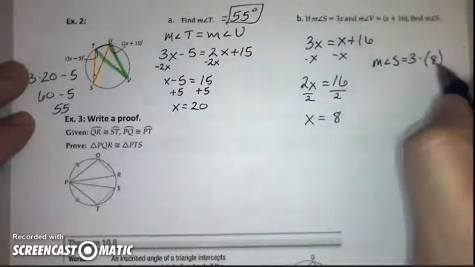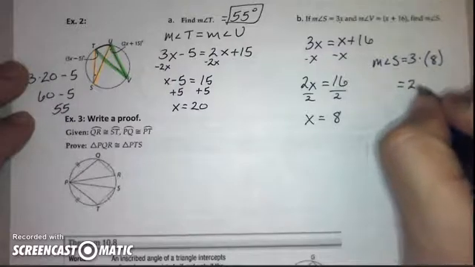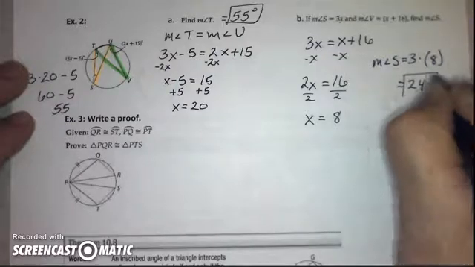Instead of x, we write 3 times 8, which is 24. That means the measure of angle S is 24 degrees.